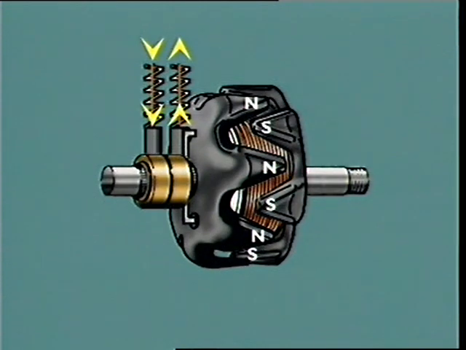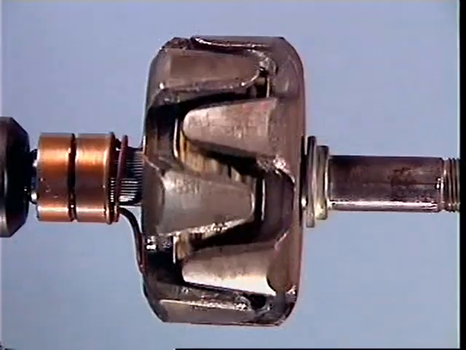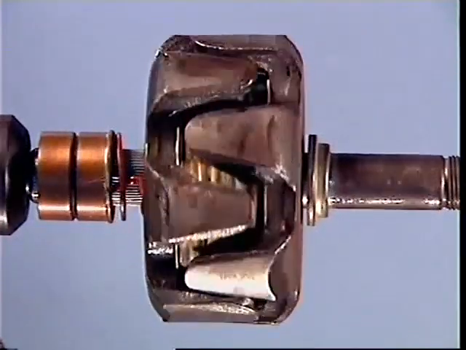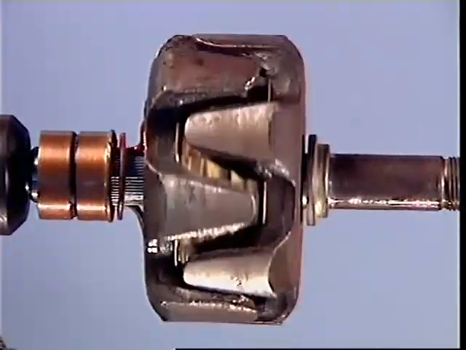The projections then take on the same polarity as the end of the shaft on which they are mounted, and this forms pairs of north and south poles around the rotor circumference. The rotor usually has 8 to 12 poles, which are tapered to reduce noise as the rotor rotates.